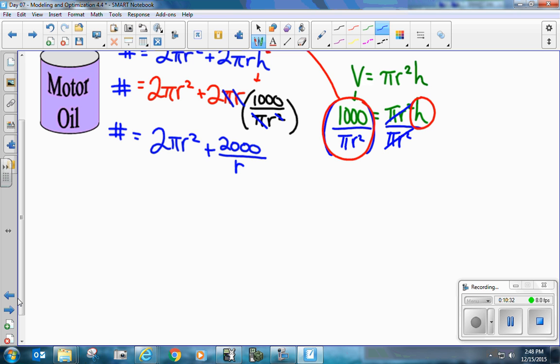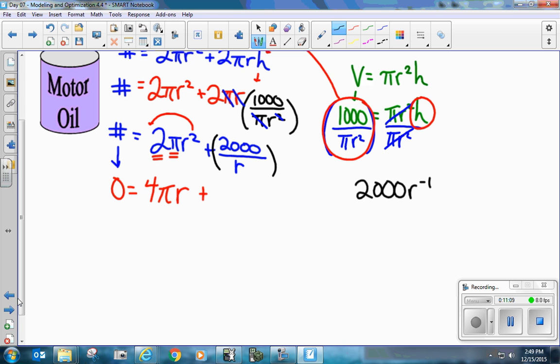Let's take the derivative. The derivative of a constant is 0. The derivative of 2 pi r squared, remember, 2 is a constant and so is pi. So when I bring this out front to multiply, 2 times 2 pi is 4 pi times r, because I reduced my exponent from 2 to 1. Plus, all right, I can use low d high minus high d low, draw a line and square below, or I can rewrite this as 2,000 times r to the negative 1. But remember, that's positive 1. If I bring that r up, I need to negate my exponent.